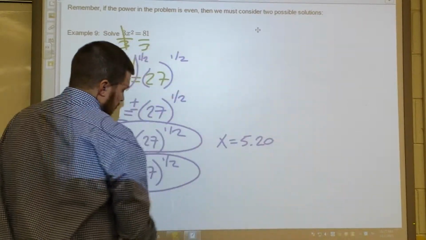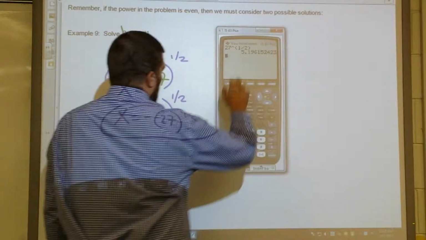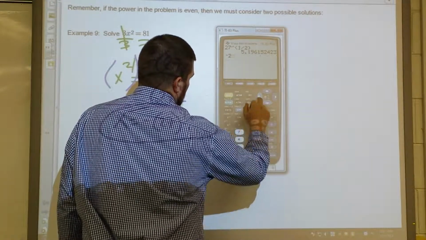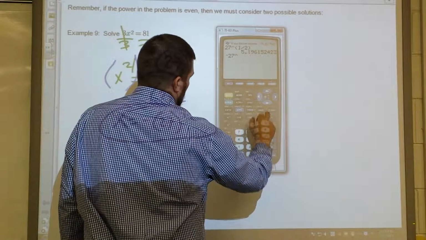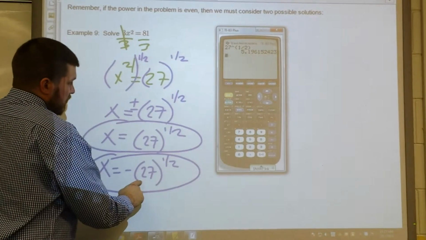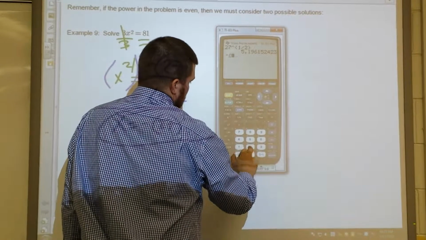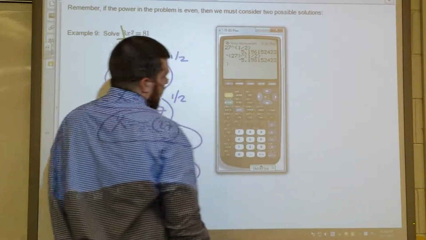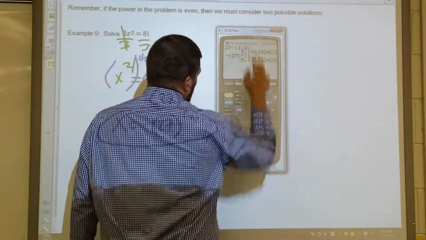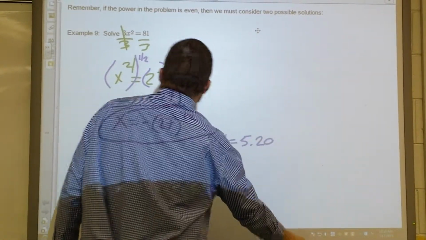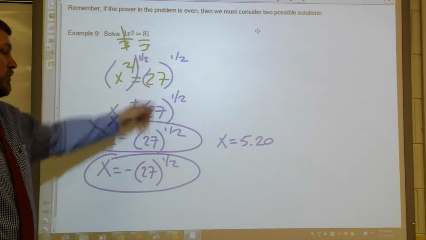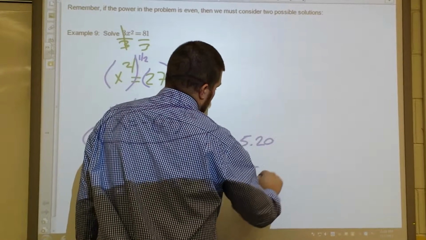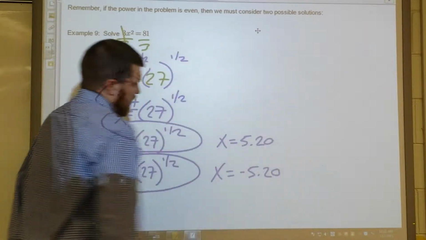Okay, let's convert the other one to a decimal. Okay, negative 27. Now, here I have 27 in parentheses, that's important. So I'm going to put negative, parentheses, 27 raised to the 1/2 power. I get negative 5.20. If you don't put that 27 in parentheses like it is here, again, we did parentheses in our problem, so we need it. If you don't type that in the calculator way, it's not going to come out right. So you've been warned. Please do what I suggest to you.